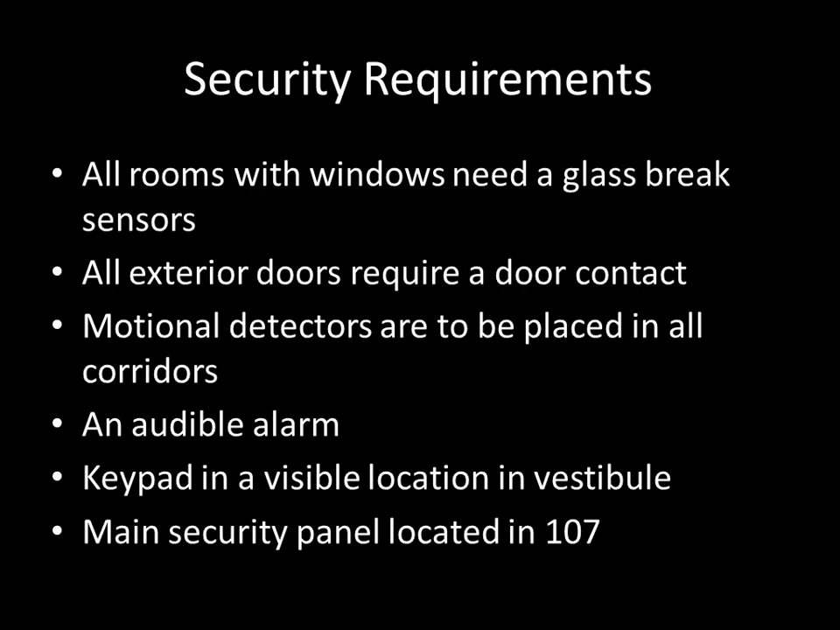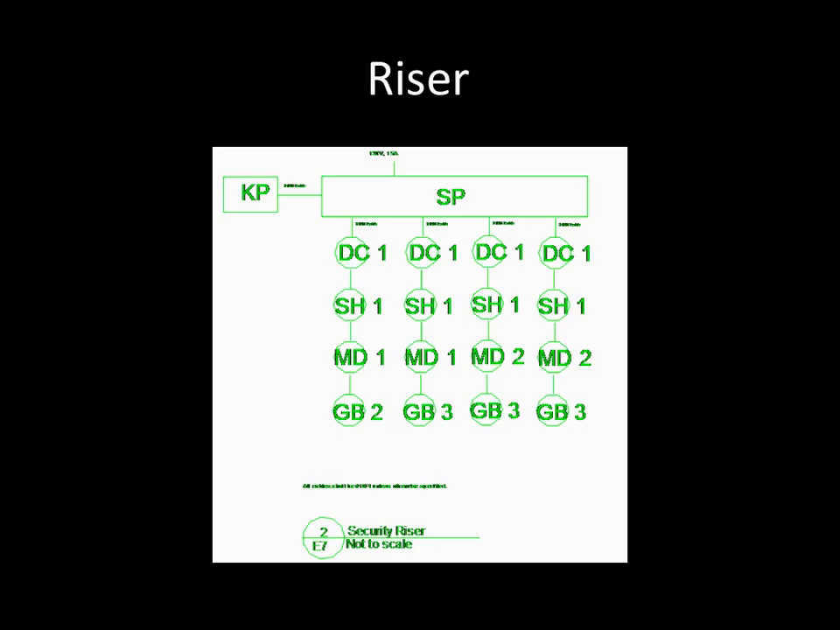What they wanted was all rooms with windows to have a glass break contact in the room, have the door contact on all exterior doors. They wanted to have motion sensors in all hallways, open spaces, corridors, things like that. They wanted a keypad visible in the vestibule, so when they came in, they could disarm the system. They wanted an audible alarm, not a silent alarm. And the main security panel for the alarm system would be located in room 107. Kind of see how it all boils down to how it would all be connected up into the system here.